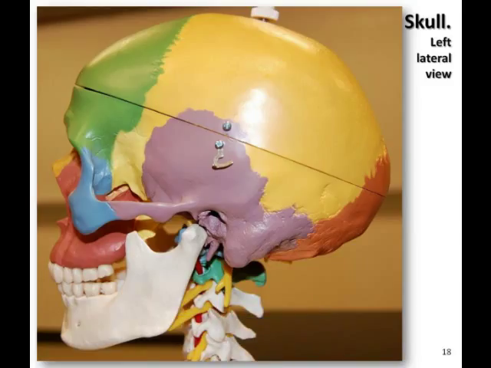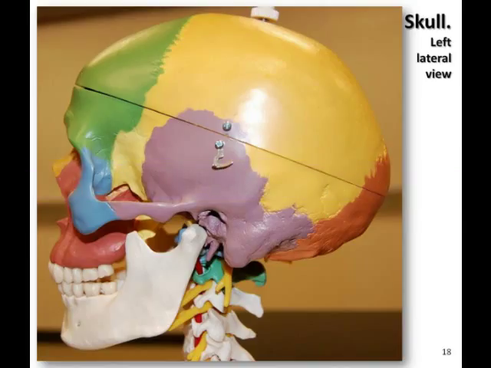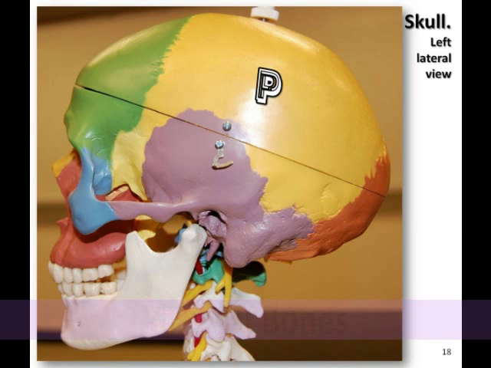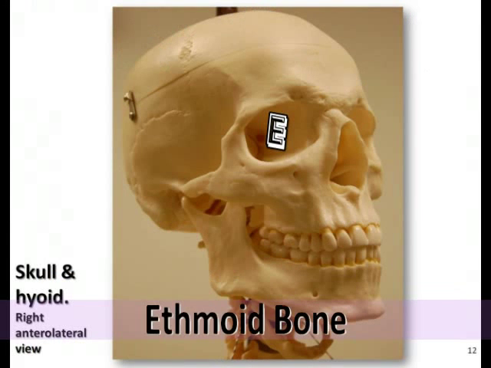There are 8 cranial bones, which surround and protect the brain. These bones include the single frontal bone, the 2 parietal bones, the 2 temporal bones, 1 occipital bone, 1 sphenoid bone, and 1 ethmoid bone.